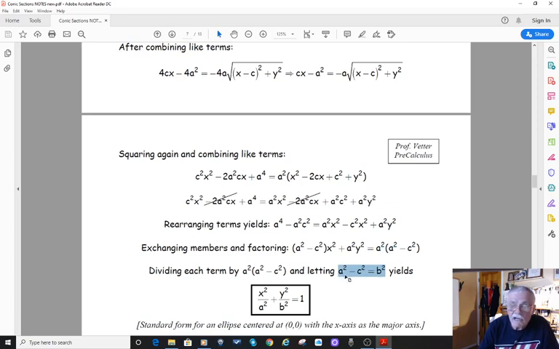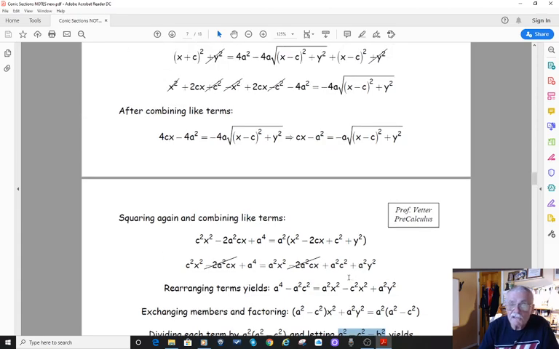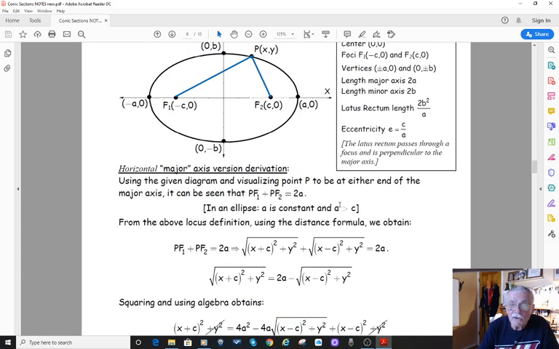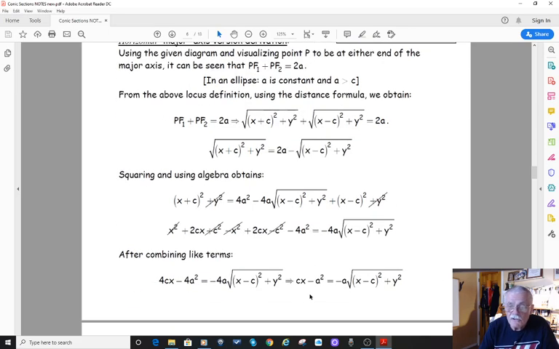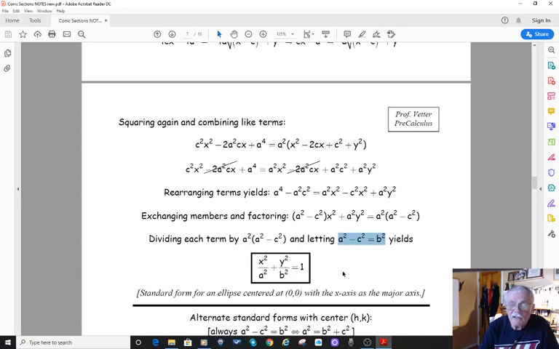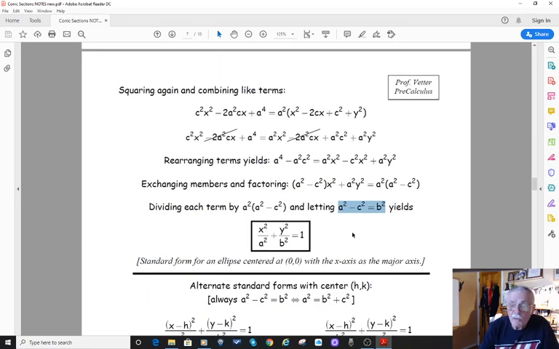The reason why it's not is because a squared, or a, is greater than c, right? We talked about that here. Length of a is greater than c. So what you're doing here is you're thinking like the Pythagorean theorem, but a squared is going to be sitting by itself. Okay, so the alternate form, well, let's just talk about that again. A squared minus c squared is b squared. So this is what you need to know for an ellipse.